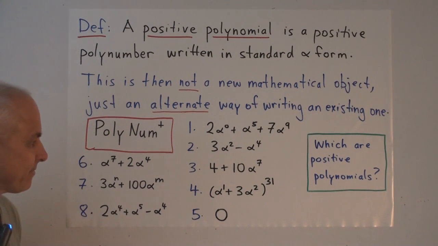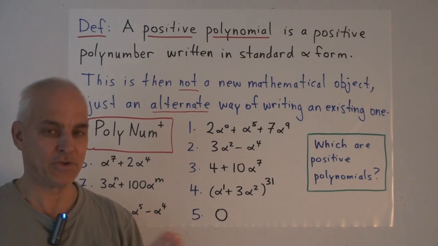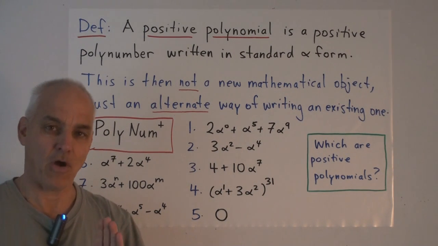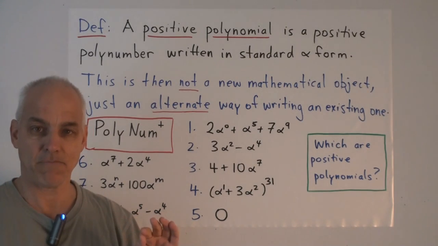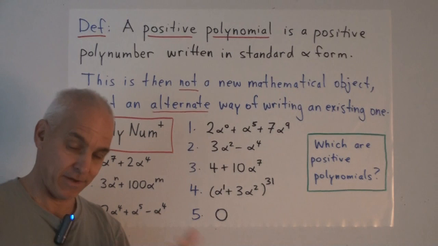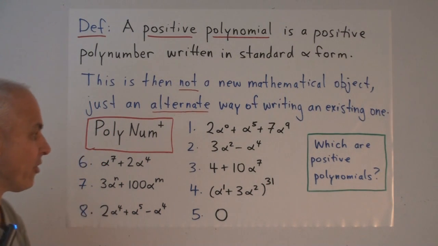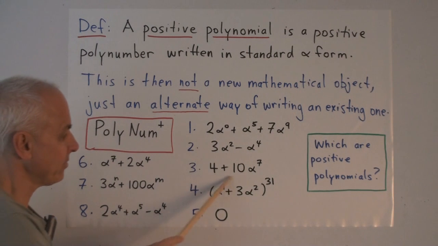Let's see why not. This one here has a negative sign. We so far have not introduced negative signs. All the coefficients have to be positive natural numbers. Later on, of course, we're going to include that as a possibility too, but right now we're just talking about positive polynomials. What about this one?